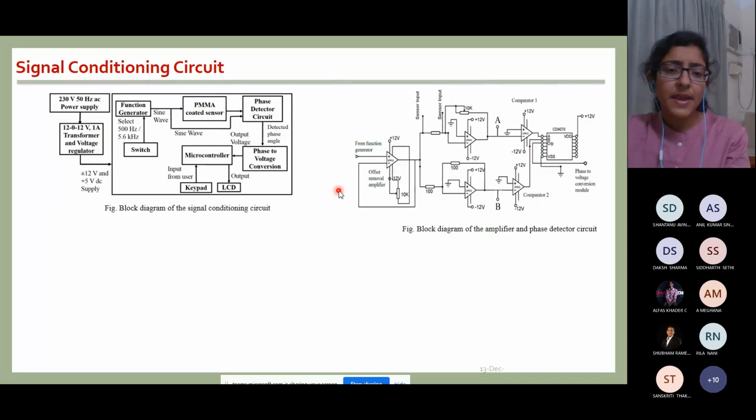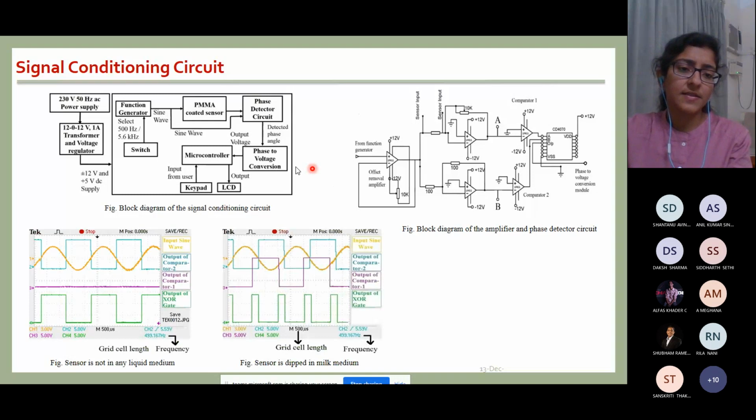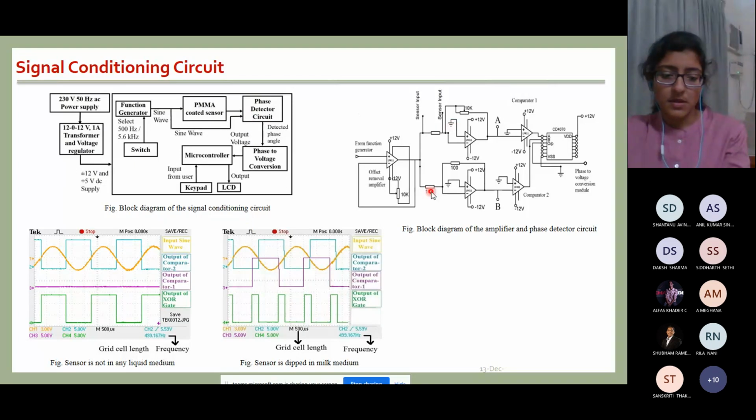So the main purpose of the circuit is that you can see the output of the phase detector. This is an XOR gate. I hope you all know the XOR gate. If you don't know, this is a digital circuit. Do you know the XOR gate? Yes, ma'am. So can you explain what an XOR gate is?